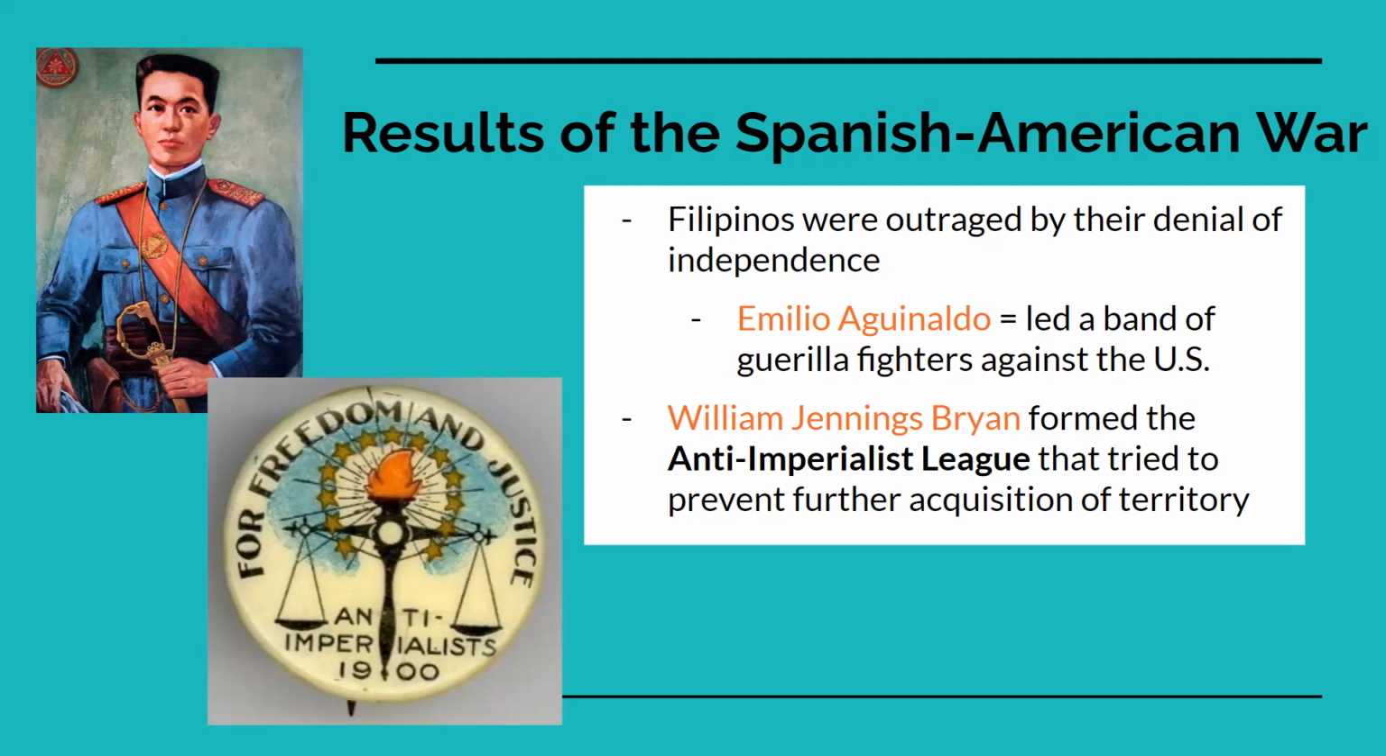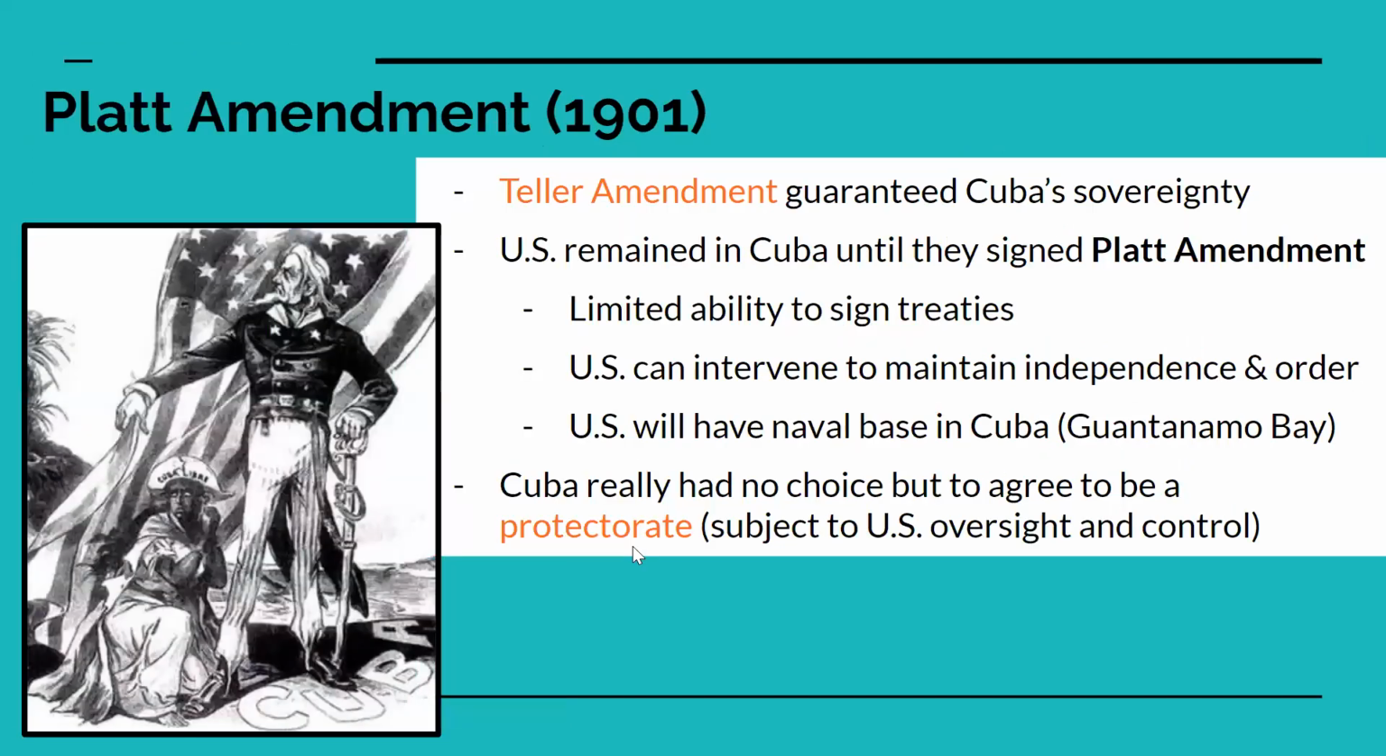And because of all these anti-imperialist arguments, William Jennings Bryan, the Populist Party president and failed candidate for president, starts the Anti-Imperialist League that tries to prevent further acquisition of territory around the world. And then we passed the Platt Amendment, which doesn't violate the Teller Amendment on paper because Cuba is still sovereign, they're still independent, but the Platt Amendment significantly lessens the independence that Cuba is going to feel.